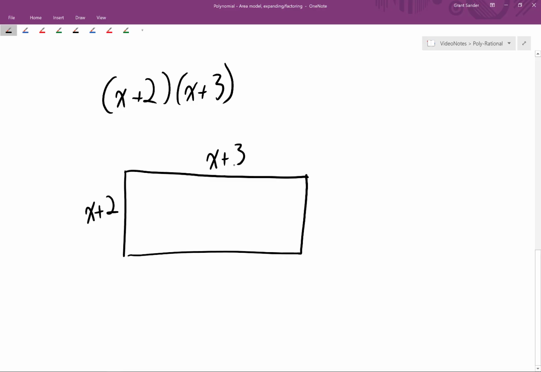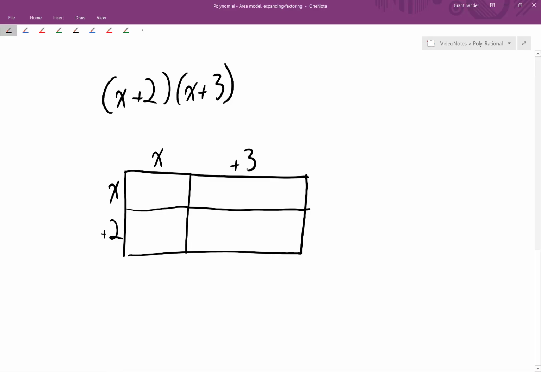Now we'll split up this width. Since it has a width of x plus 2, we'll split it into two pieces. We'll say that this piece has a width of x and this one has a width of 2. We'll do a similar thing for the length of the larger rectangle. We'll split it into two pieces. One of the pieces has a length of x, the other has a length of 3. If we want to find the area of the larger rectangle, we can find the area of all of the four smaller rectangles and then add those together.